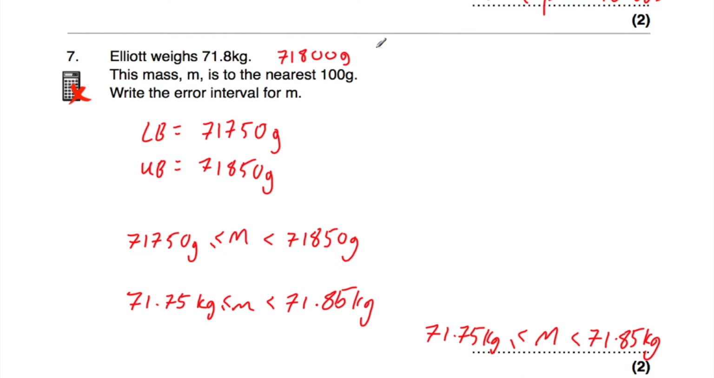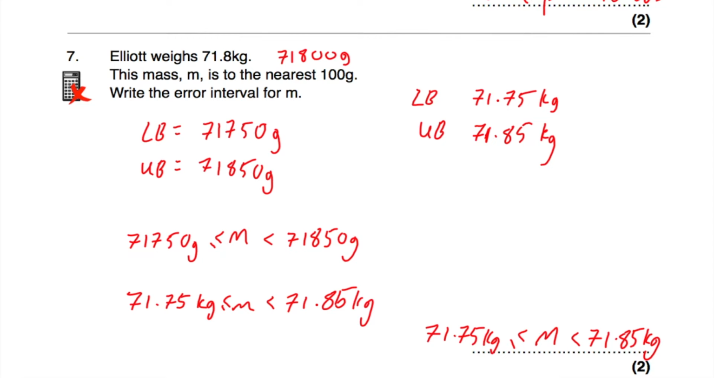So that's one approach. Another way we could have done this question would have been, well, the mass was given to the nearest 100 grams. Now in this case, because we're dealing with kilograms, that is to 1 decimal place. So really what this is saying is that his mass correct to 1 decimal place is 71.8. So the lower bound would have been 71.75 and the upper bound would be 71.85, and then we could have written that as an inequality. So we could have used either approach.